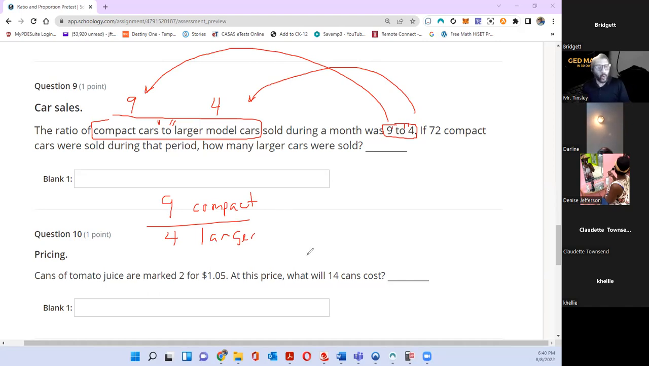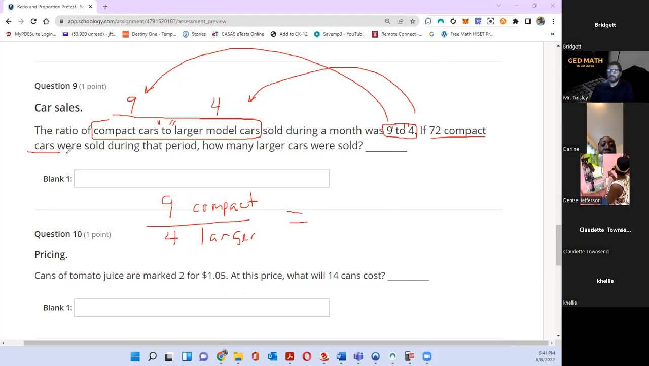Now, what is a proportion? A proportion is 2 ratios set equal to each other. So the next thing I'm going to do is I'm going to write an equal sign. What else do I know? What else is given in this question that I know? 72 compact cars. So 72 compact cars. Where's that 72 going to go?